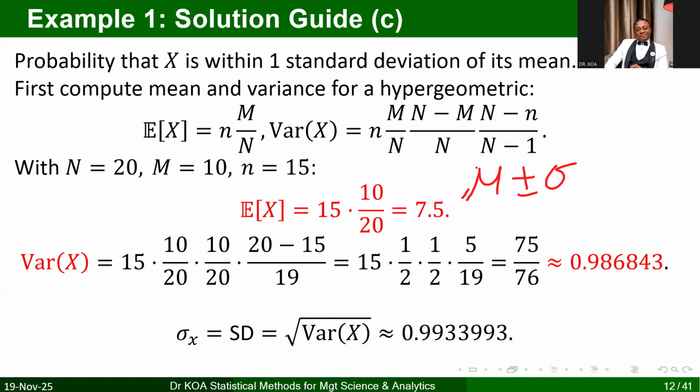So this x, how far is it within 1 standard deviation of the mean? So substitute the value. What is the mean that we found? The expected value, 7.5. Good. So you do 7.5 plus or minus 0.9934. So you get a lower bound of 6 point something, because you're subtracting, right? Yes. And then for the upper bound, you add, so you're going to get 8 point something.